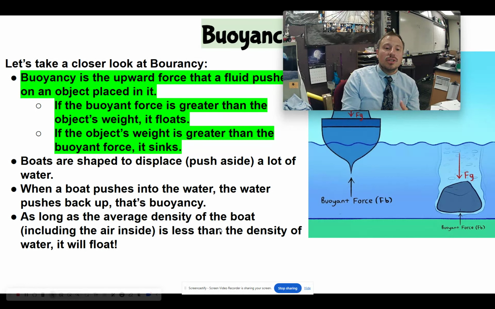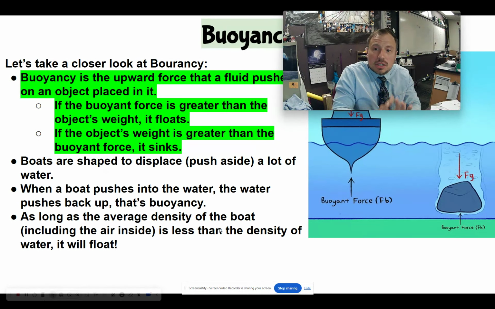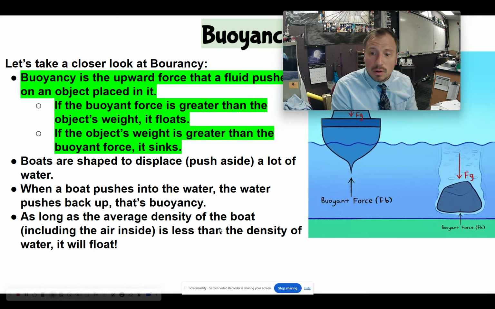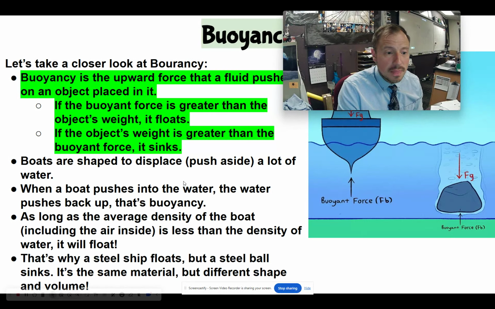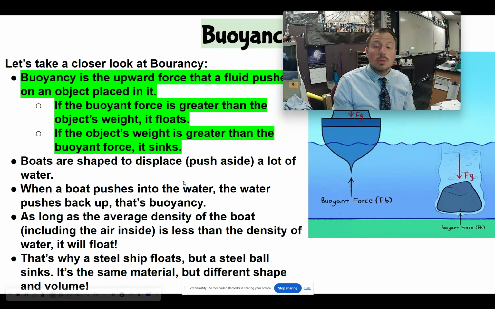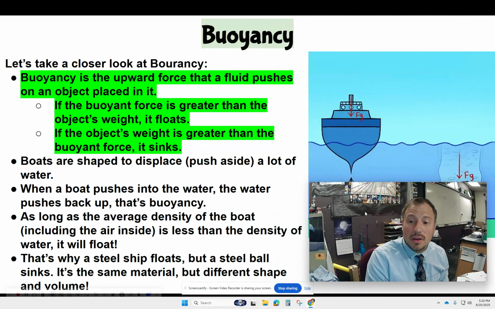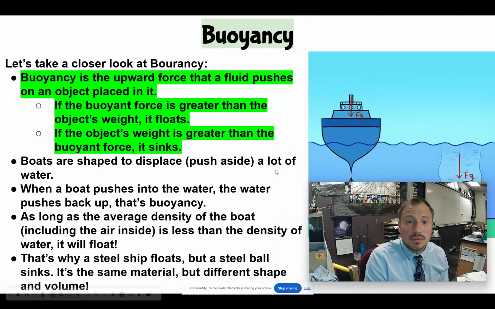Now, as long as the average density of that boat, including the air inside, is less than the density of the water, it will float. So boats are mostly empty space. They're designed to push a lot of water away, so there's a huge buoyant force going up. Now, yes, if there's a hole in the boat, like a metal boat, well, then water pours in, and then it's going to be more dense than the surrounding water, and it's going to sink, just like this rock over here. So that's why steel ships can float, but a steel ball will sink, right? It's the same material, but different shape, and it just takes up volume, and the average density, including the air inside, is going to be less dense than the water around it, meaning it's going to float.